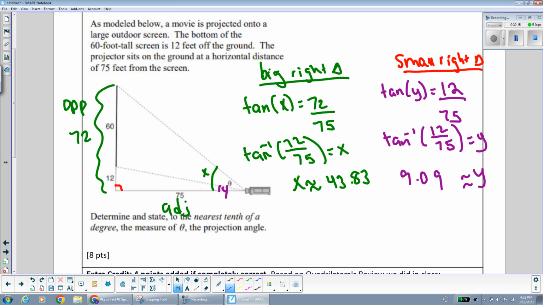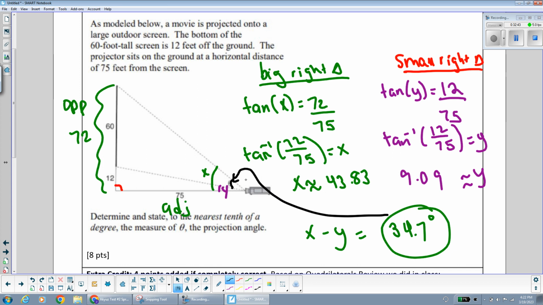So I'm going to subtract the two. I'm going to do X minus Y, so 43.83 minus 9.09. Let me do that on my calculator. And the question does say to round to the nearest tenth. So the projection angle is approximately 34.7 degrees. If we do X minus Y, we're left over with the angle theta that we're actually looking for.